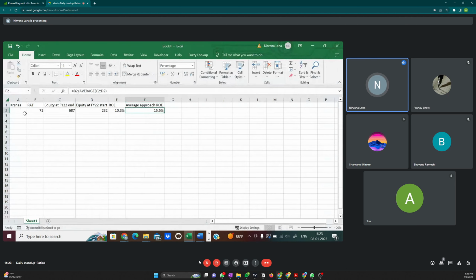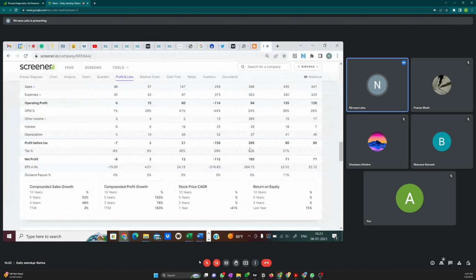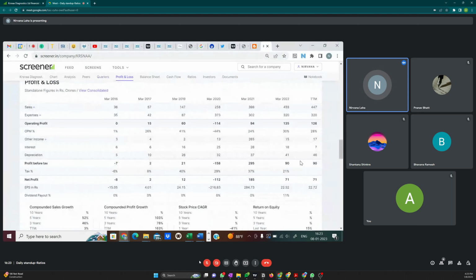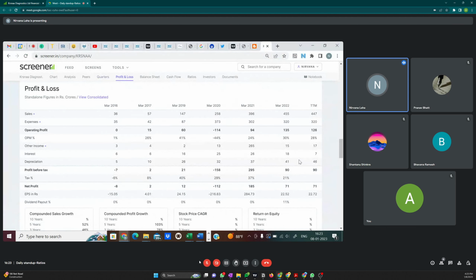Okay. Now let's look at ROCE. For ROCE, we look at EBIT, and for ROIC, we look at NOPAT, right? So this is ROCE, this is ROIC, and here we will look at EBIT. So if you look at March 2022, can you tell me what the EBIT was for Krishna? This column.